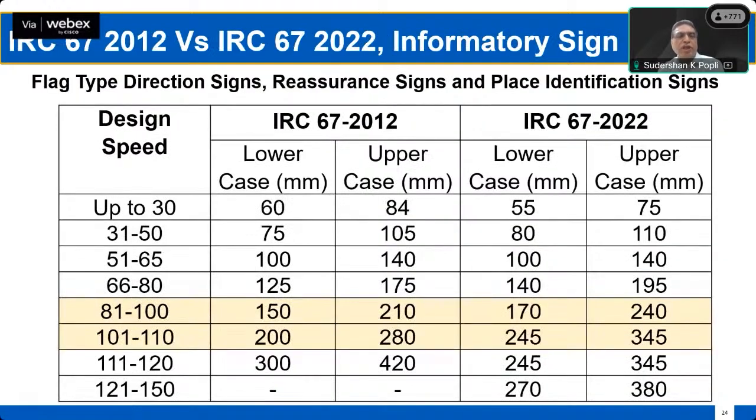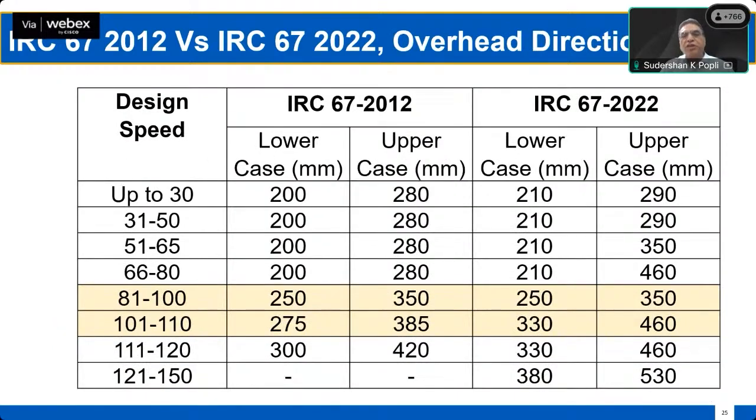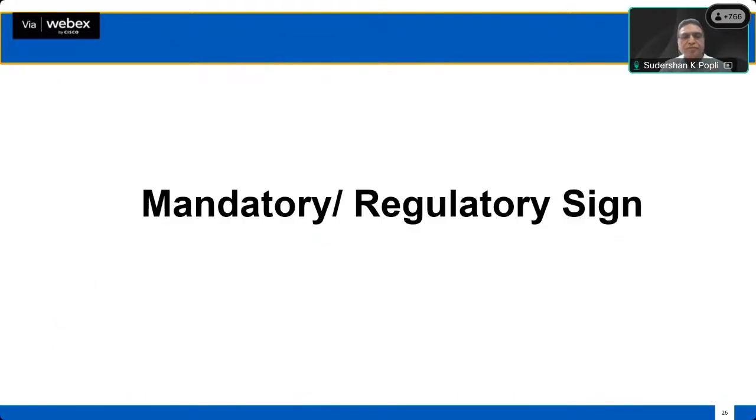Same in the case of direction signs, reassurance signs, and place identification signs. It is 150 to 170, 210 to 240. So the font size has been changed very little, and the board size will vary only by, you can say, 10 centimeter, 20 centimeter, maximum 30 centimeter increase, nothing more than that. Same in the case of overhead direction signs.